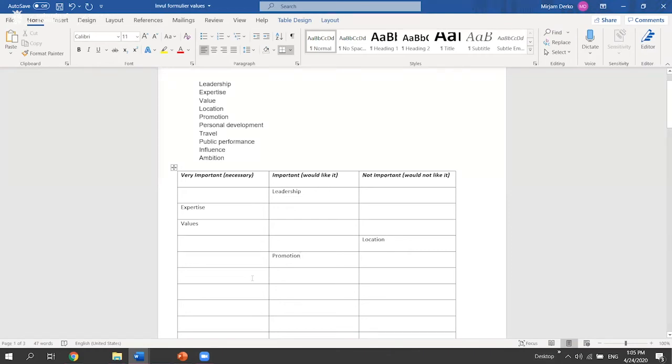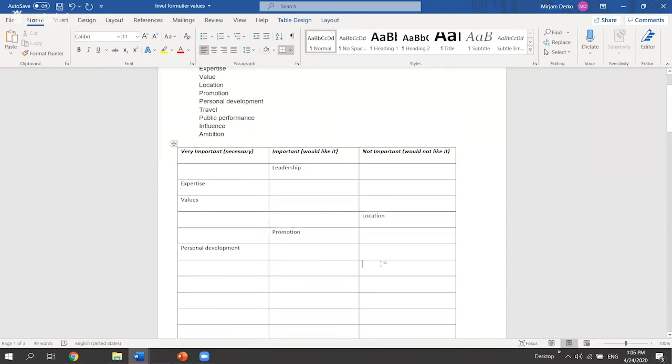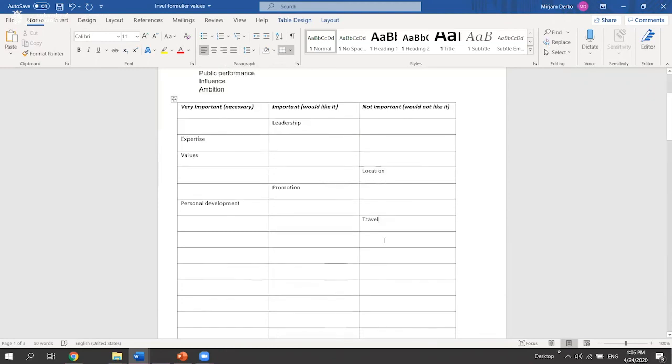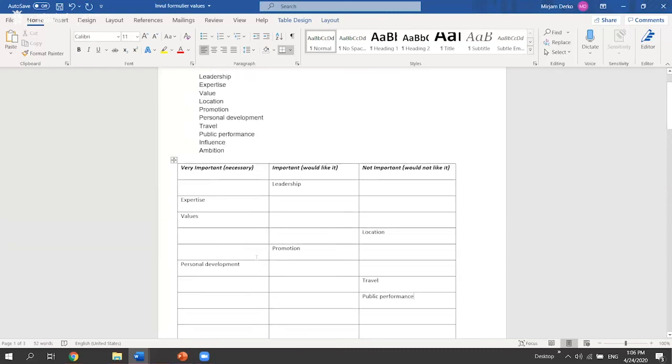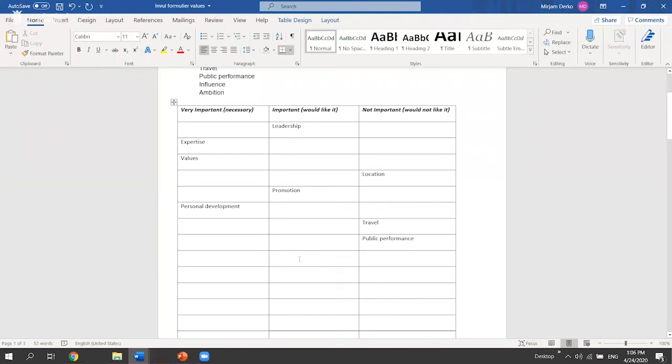And personal development, yeah, that is very important for me because I feel like I want to work in a place where I can develop my ideas. Traveling, so having the possibility to travel a lot with the work, does not matter for me at all. Public performance, no, that's not important for me either. Being in the center of attention and that kind of stuff, not really for me. And then influence, so influencing other people's ideas and behaviors. Well, it would be nice, but it's not something that is necessary. And ambition, so setting high standards for myself, is very important.